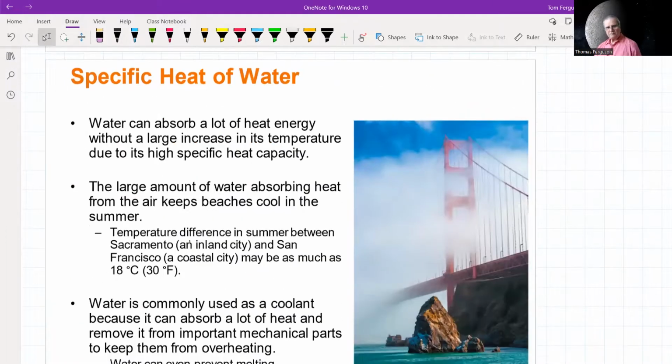Okay, specific heat of water is quite high, and it manifests itself in the world in many different ways. For example, when you get out of the shower, if you don't towel off right away, you get cold. That's because the specific heat of water is so high that it requires lots of energy to evaporate, in which case the energy for that evaporation is coming from you, hence you get cold.